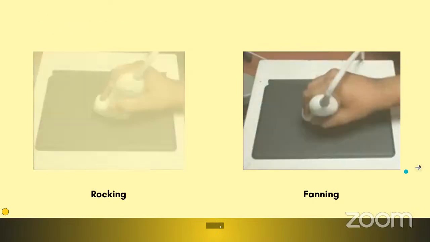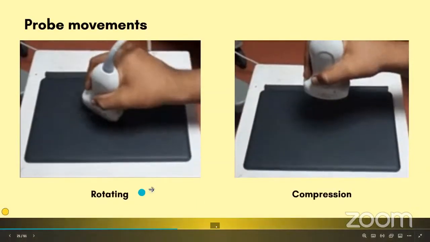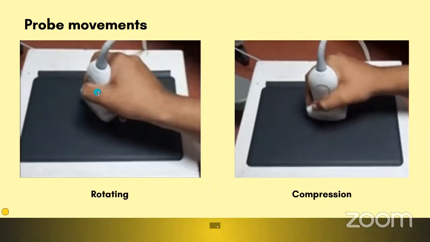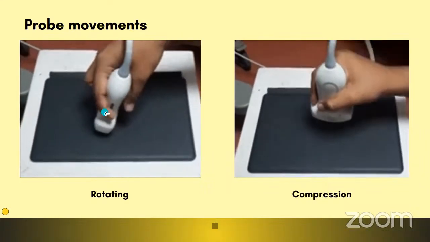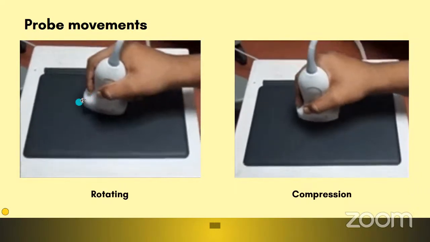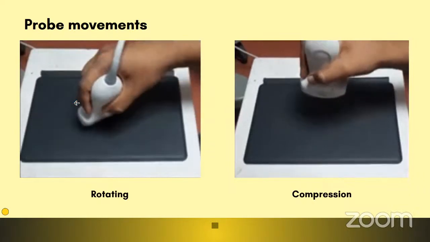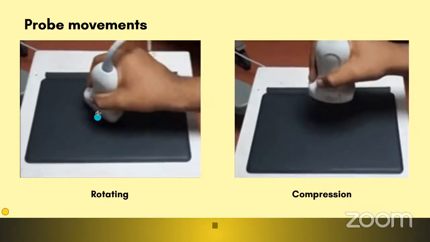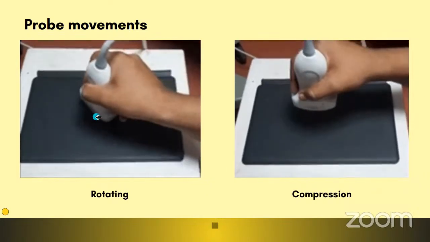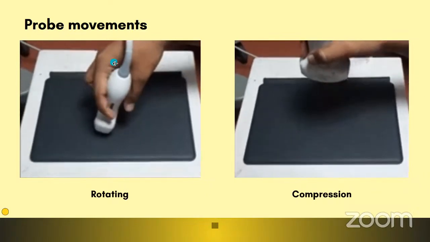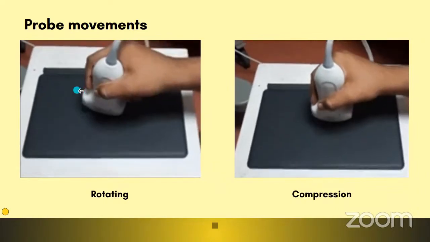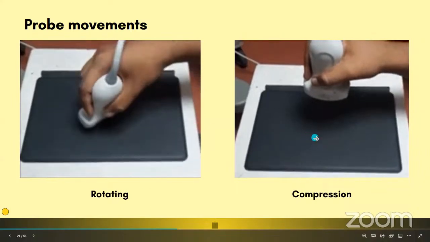There are other 2 probe movements, which are rotating and compression. Yeah. So in rotating, we have seen all the 2 dimension. If you want to completely change the axis to appreciate the other dimensions of an organ, we can fixate the ultrasound probe over a specific location and rotate it along its probe axis. Got it? This is rotating. And finally, we have compression.